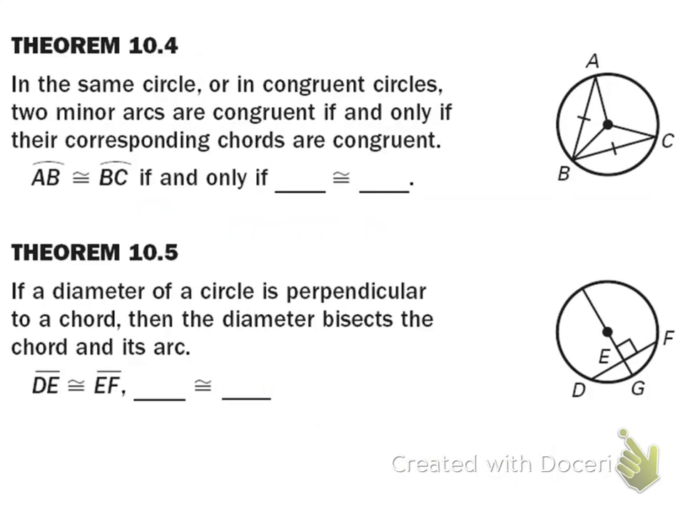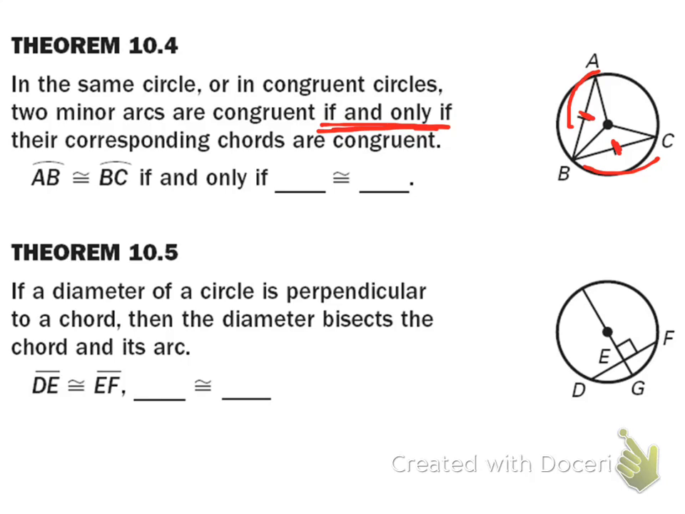Alright, let's look at a couple of postulates and theorems that we discussed last week. Remember that in the same circle, or in congruent circles, two minor arcs are congruent if and only if their corresponding chords are congruent. Remember, the if and only if statements are true forwards and backwards. In other words, two minor arcs are congruent if their corresponding chords are congruent. The converse of that is also true.